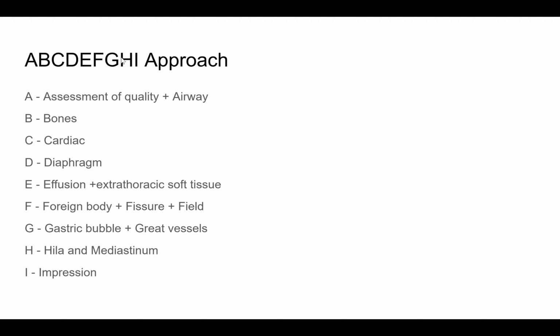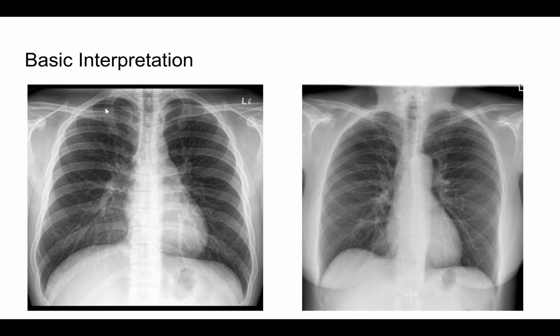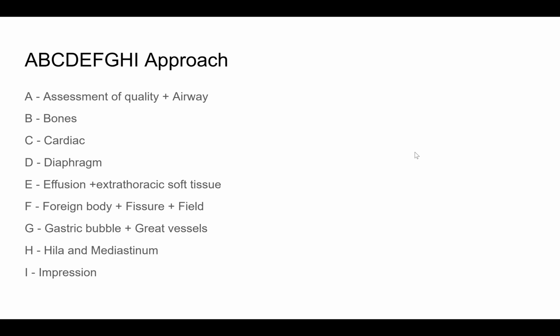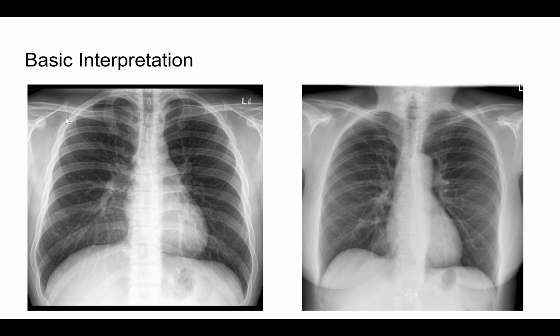So, when interpreting a chest x-ray, we use the ABCDEFGHI approach. So, we see the assessment, we see the airway, and we assess the quality of the film. Here you can see that the quality of the film is really good. The airway is intact. There is no foreign body seen. We see the bones. So, the bones include the ribs, the clavicle, the head of humerus, the scapula, and the vertebrae, the spinous processes. Then these are the bodies of the vertebrae.